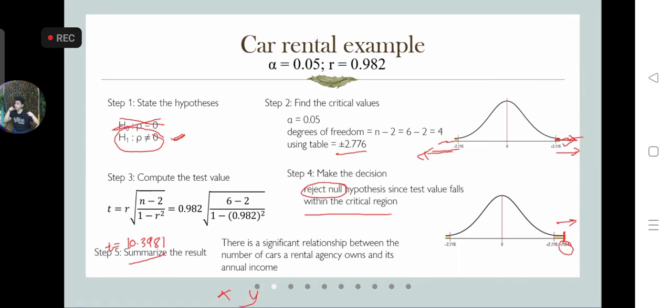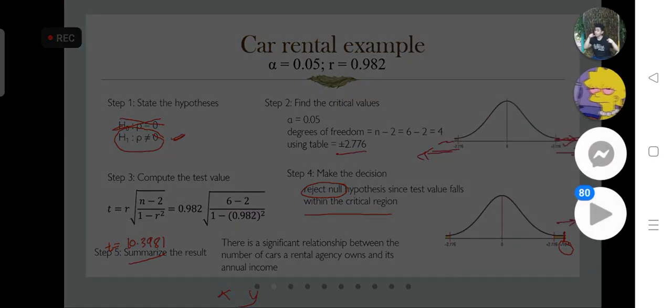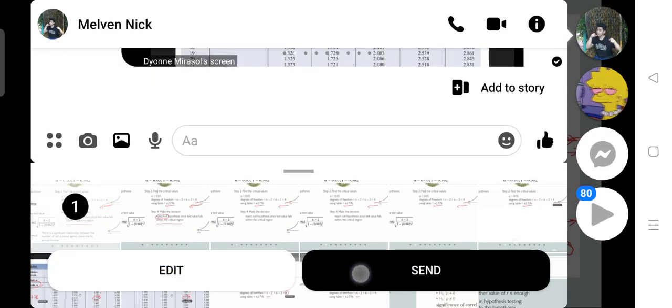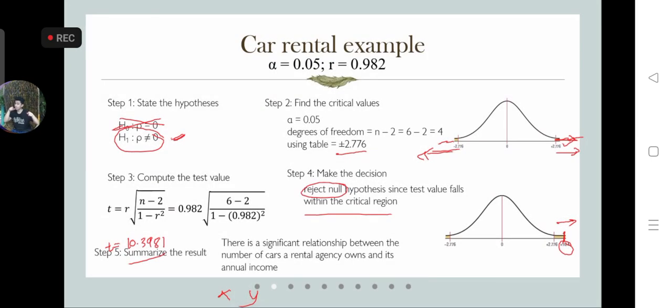We will add that to the next example. Any questions? Clara?